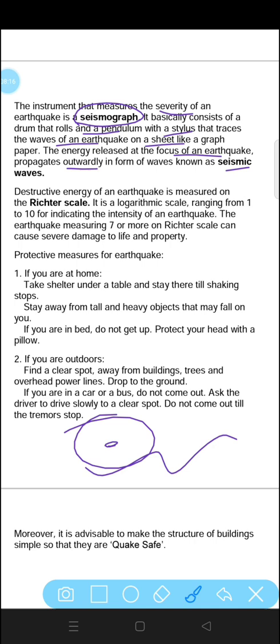Now, the destructive energy of an earthquake is measured on the Richter scale. The higher the value, the higher the damage. It is a logarithmic scale ranging from 1 to 10, indicating the intensity of an earthquake. An earthquake measuring 7 or more can cause severe damage to life and property.